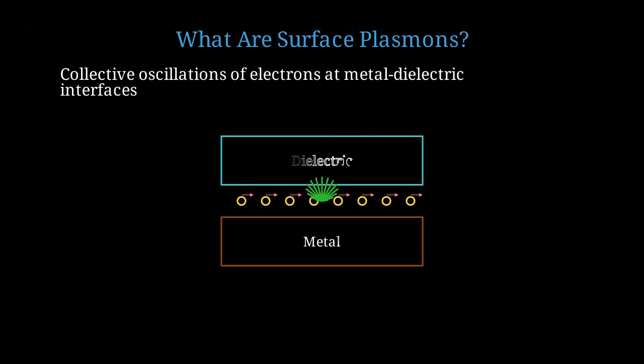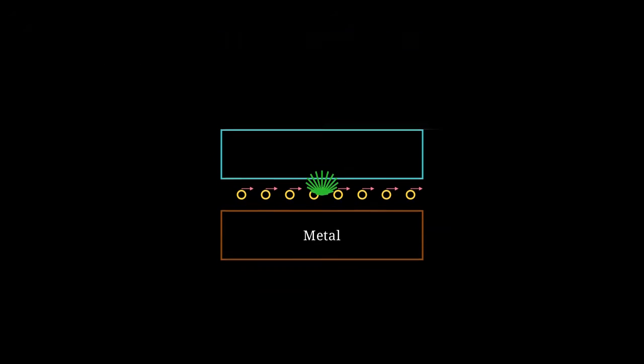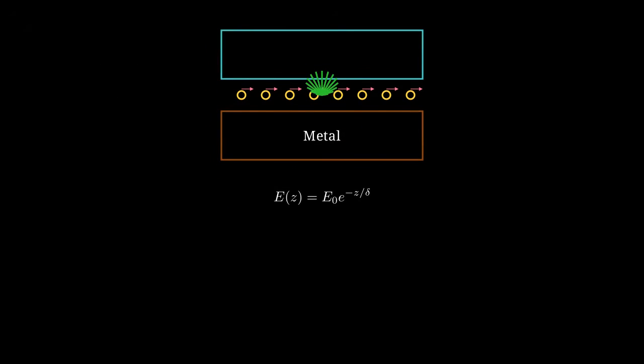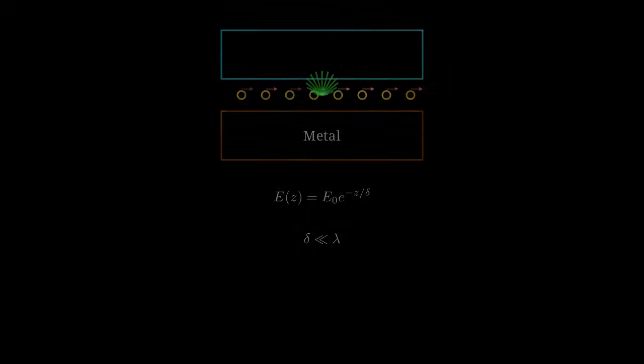Here we see electrons in the metal oscillating collectively, while electromagnetic waves propagate along the interface, creating surface plasmons. The electric field decays exponentially as E of z equals E0 times e to the negative z over delta. The decay length delta is much smaller than the wavelength lambda, which is the key to beating diffraction.